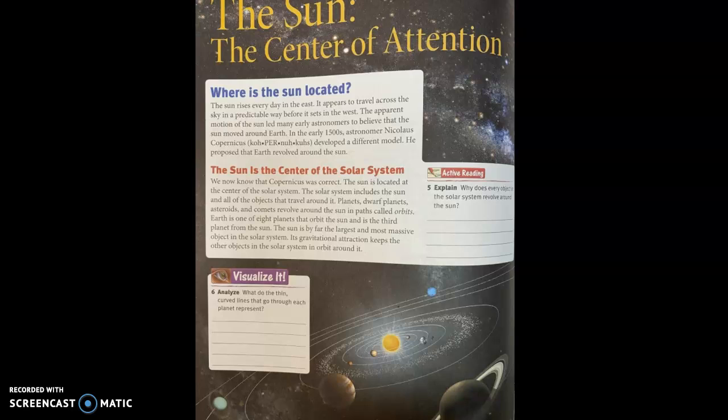The solar system includes the sun and all of the objects that travel around it. Planets, dwarf planets, asteroids, and comets revolve around the sun in paths called orbits. Earth is one of the 8 planets that orbit the sun and is the 3rd planet from the sun. The sun is by far the largest and most massive object in the solar system. Its gravitational attraction keeps the other objects in the solar system in orbit around it.